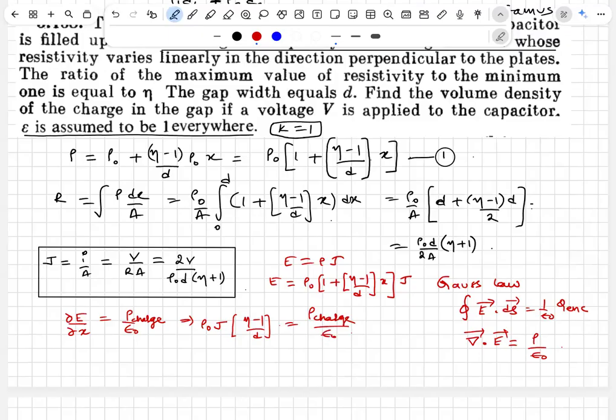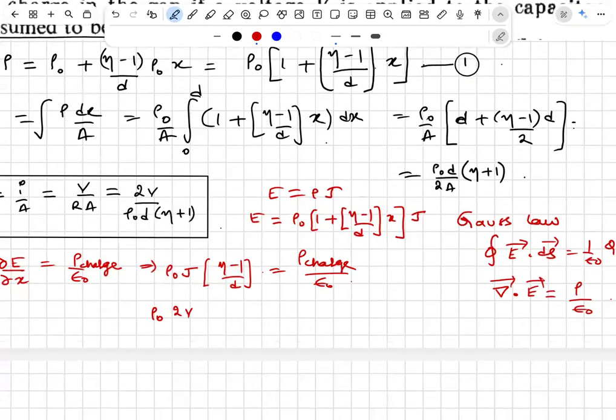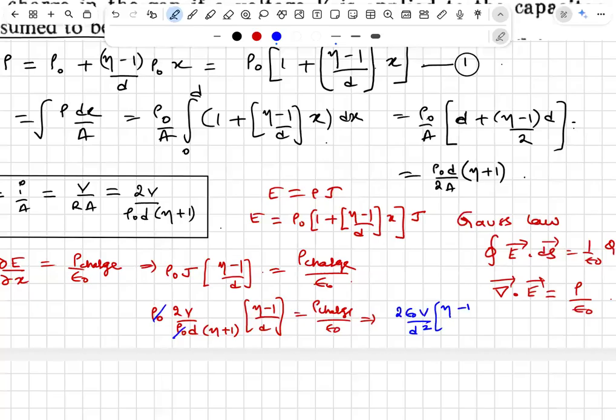Hold on. Rho naught times 2V by rho naught d (eta plus 1) times (eta minus 1) by d is rho charge by epsilon naught, which implies, tell me, rho naught cancels. 2 epsilon naught V by d square times (eta minus 1) by (eta plus 1) is rho charge. Boys and girls, any doubt?